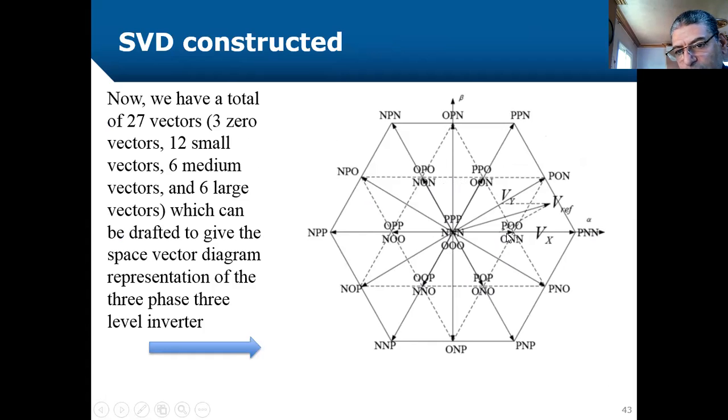This is the small vector group. And this is how we got this space vector diagram. Of course, for each tip or each vertex of these, we can have its coordinates in the alpha beta plane.